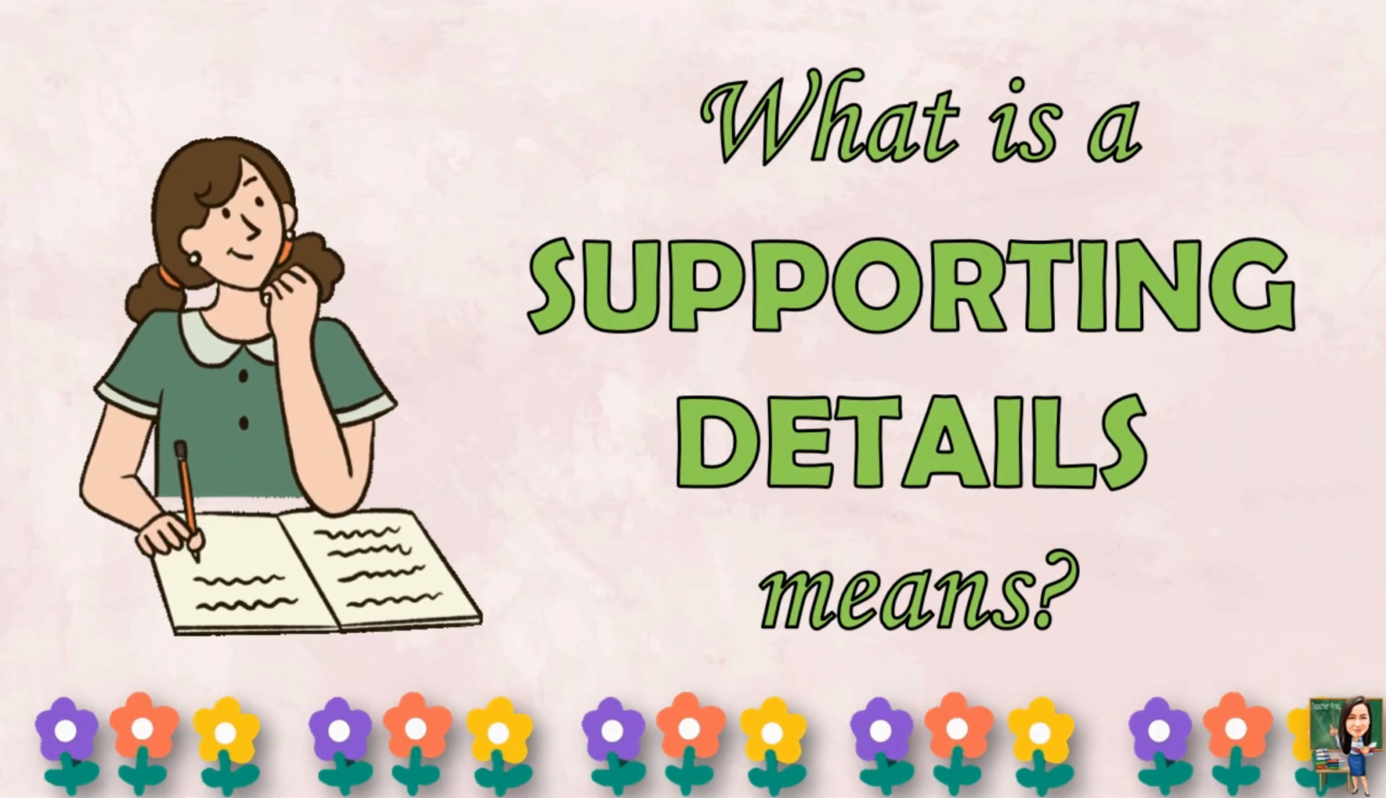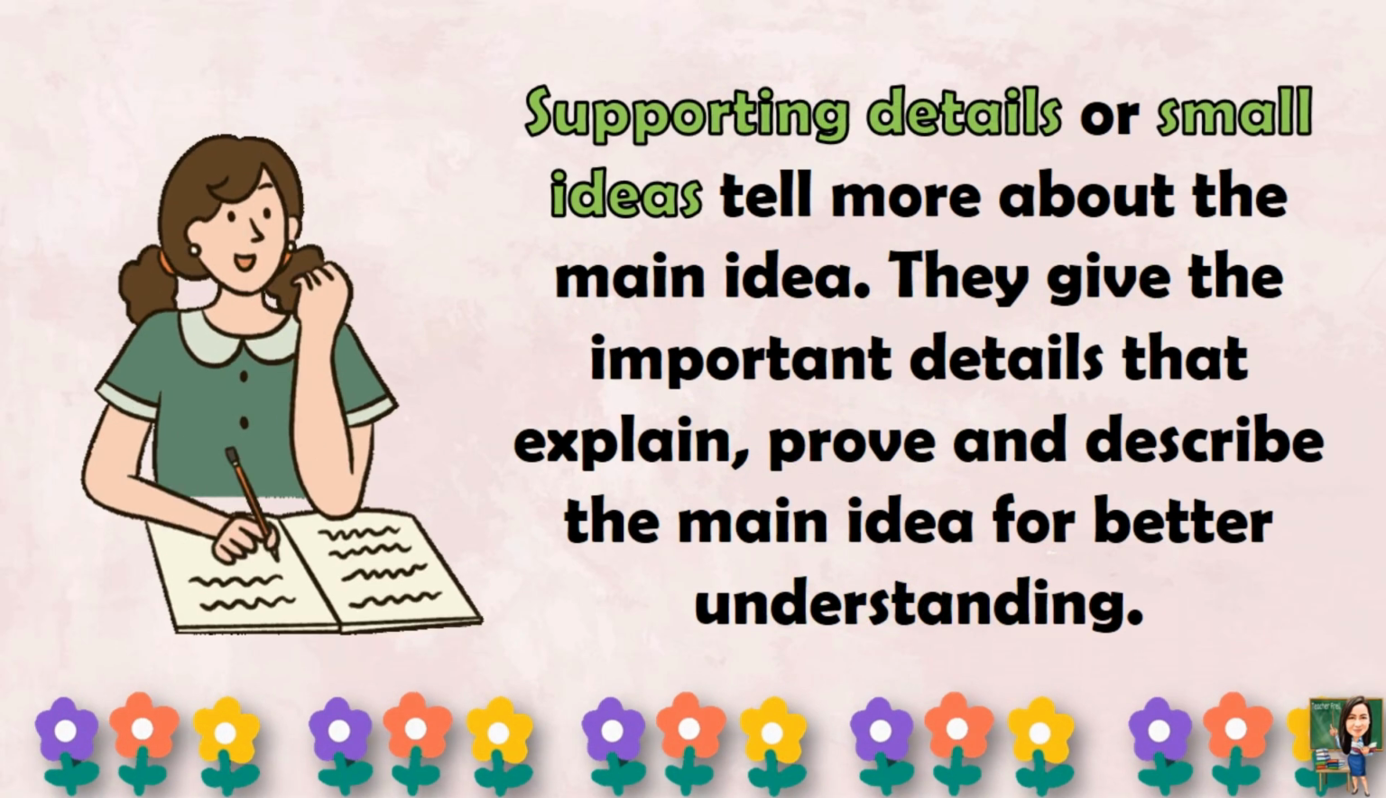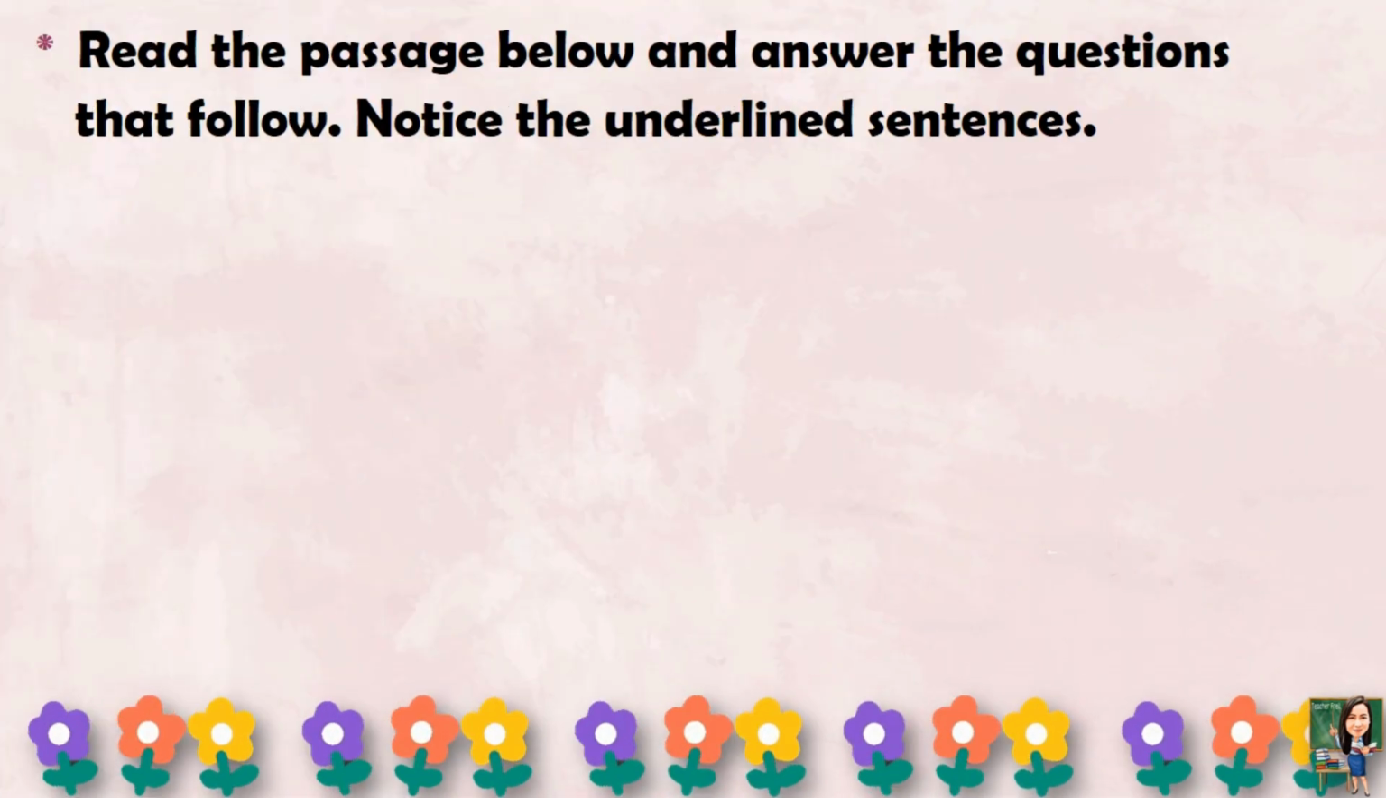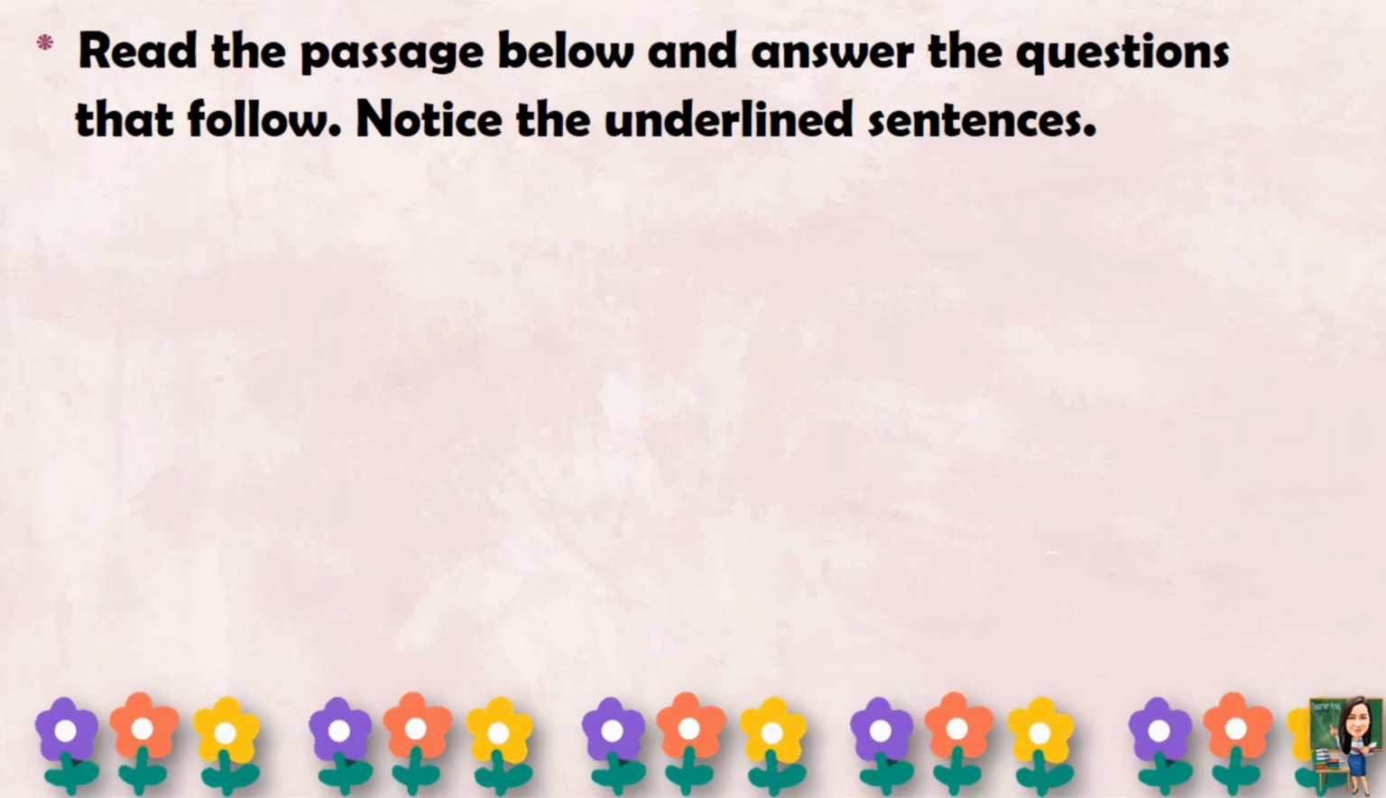What do supporting details mean? Supporting details or small ideas tell more about the main idea. They give the important details that explain, prove, and describe the main idea for better understanding. And now, read the passage below and answer the questions that follow.